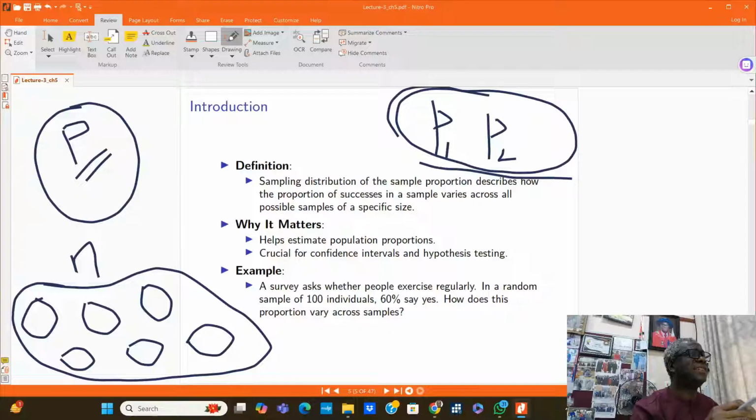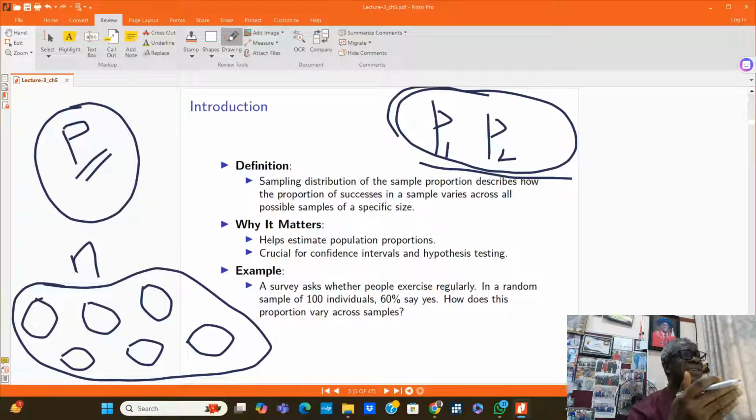I will repeat the explanation. You have a population, and from this population, you draw all possible samples. Sample 1, sample 2, sample 3, sample 4. And from each sample, you obtain a sample proportion. From sample 1, you obtain P1 as the sample proportion. From sample 2, you obtain the sample proportion from sample 2. So you will have a sample proportion for all possible samples that you have drawn from the population.